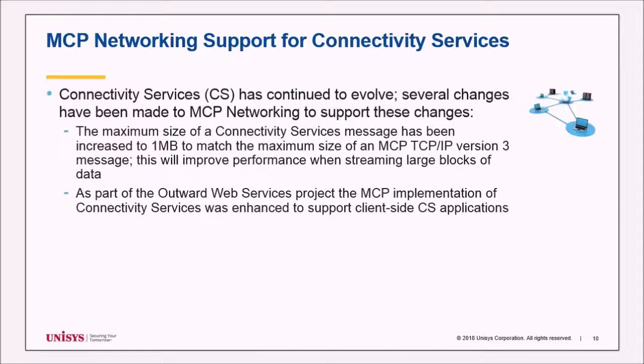This refers to the size of message that an application can pass to connectivity services. If you're streaming large amounts of data through maximum size messages, then this will improve performance and basically makes it so that connectivity services can hit the same data transfer rate that a TCP/IP connection can. Also, as part of Outward Web Services, we have enhanced the MCP implementation to support client-side connectivity services applications.